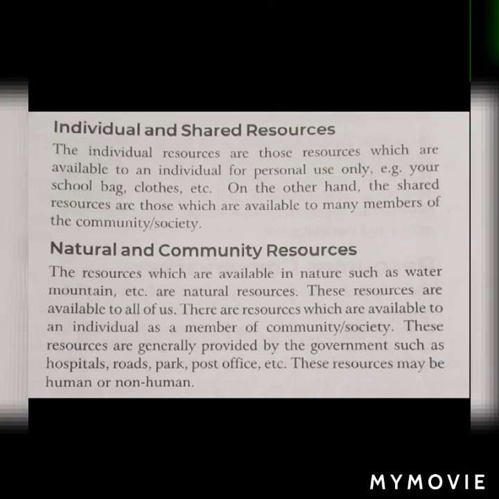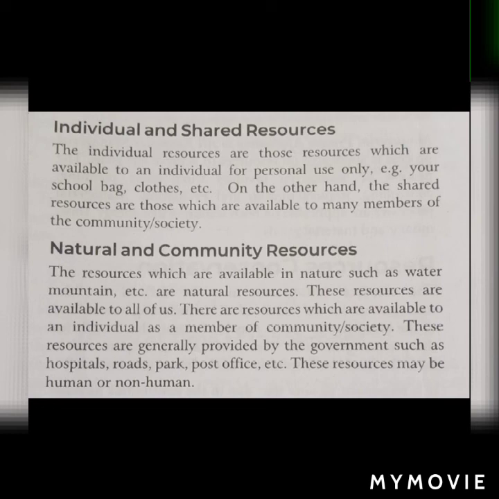Next is individual and shared resources. Individual resources are those resources which are available to an individual for personal use only. For example, my school bag, my clothing, the things which I use, which a single person uses.